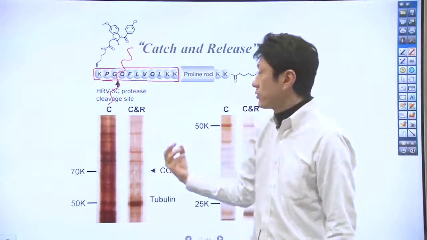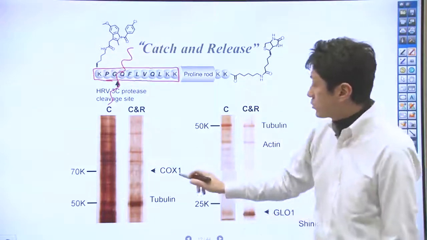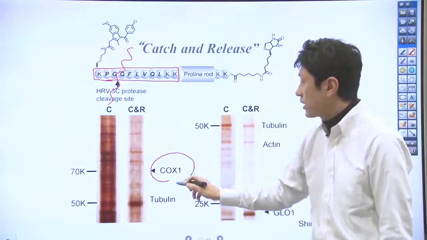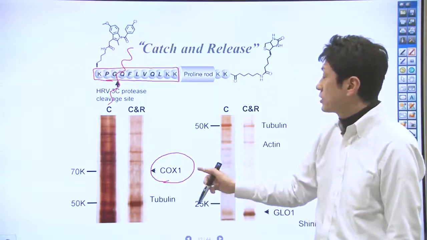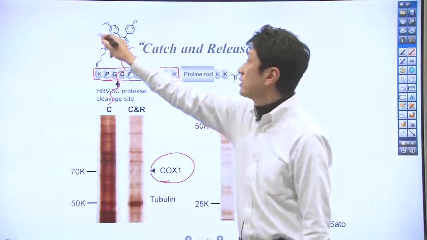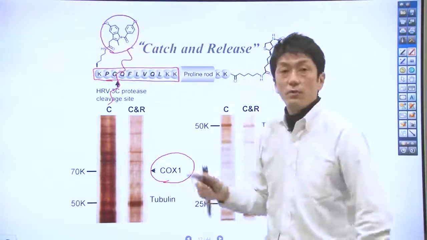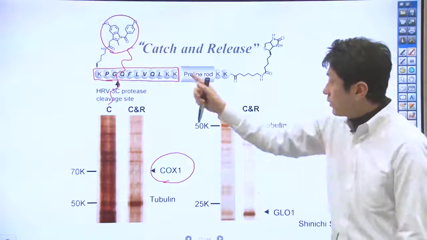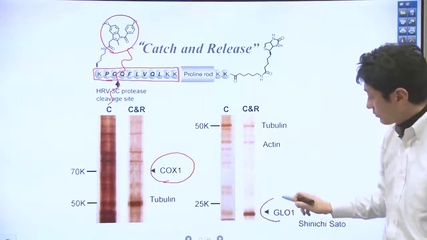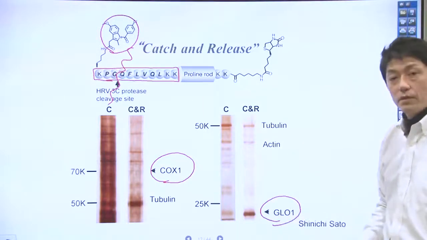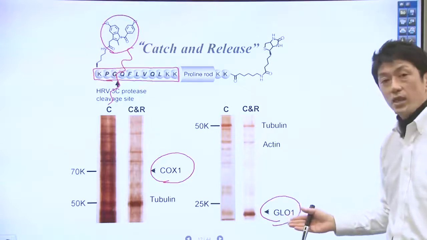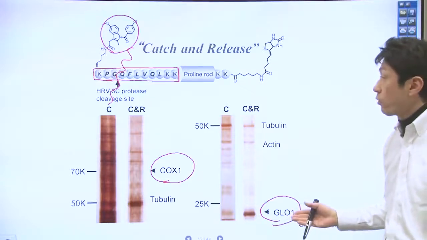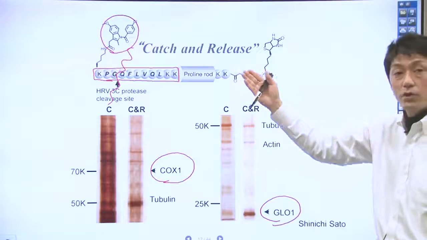isolate the target protein. Then we were able to isolate cyclooxygenase 1, which is the target of indomethacin, an anti-inflammatory drug you can buy in the drugstore. But at the same time, we were able to isolate GLO1. It turns out this is the enzyme that is responsible for the side effect of indomethacin.